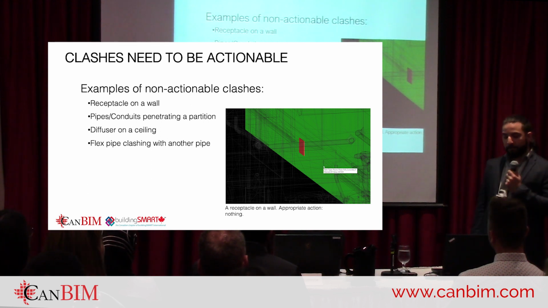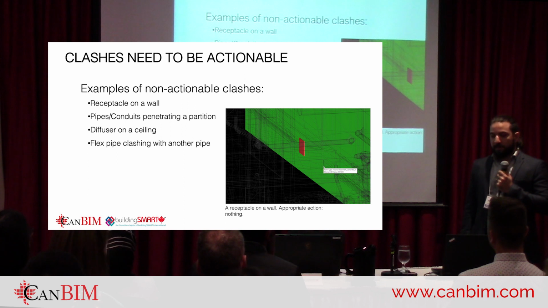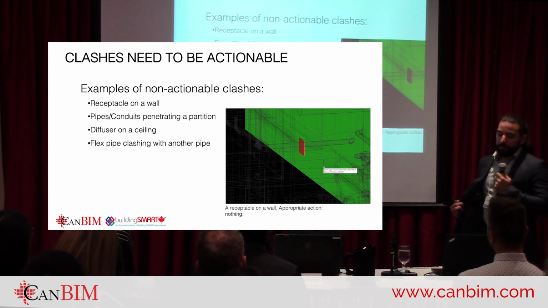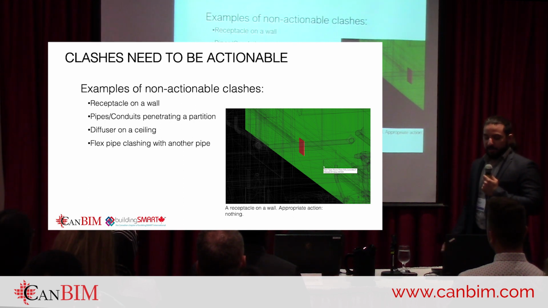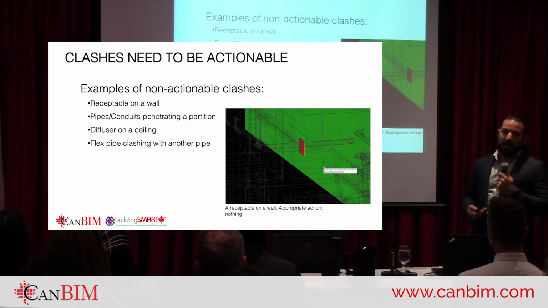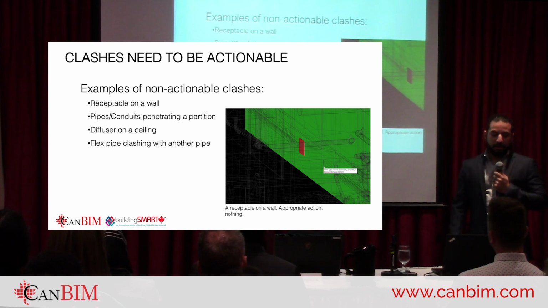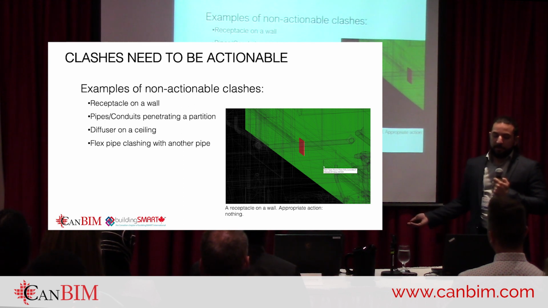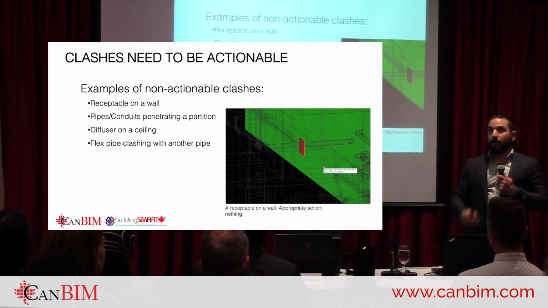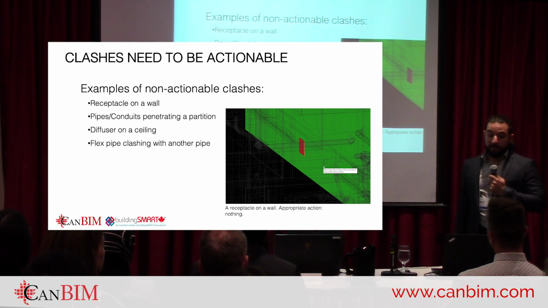I keep seeing different maybe Dynamo scripts and such to automate creating openings on partition walls and such. I'm yet to understand the point. At least from a design perspective, these are really not very useful for us. It's a partition wall. Just make a hole and make the pipe go through. That's all. Another example is a diffuser on a ceiling. The diffuser is supposed to be on the ceiling itself. And something like a flex pipe clashing with another pipe. Somebody's just going to move it on site and bring the solid pipe through no problem.